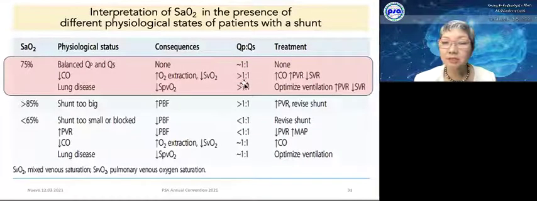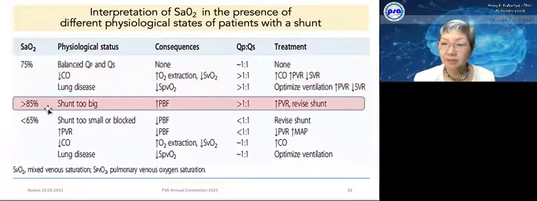Because it is increased above 1:1, then we have to increase the resistance to diminish the flow to the lungs and improve on the SVR to encourage more cardiac output. Now, the next situation is at 85%. So we seem to be happy at 85% because it's closer to 100.